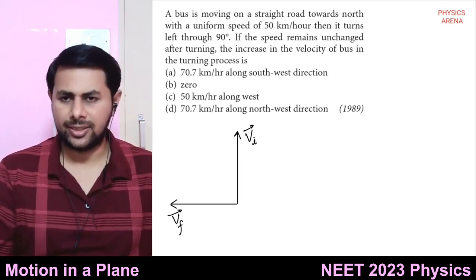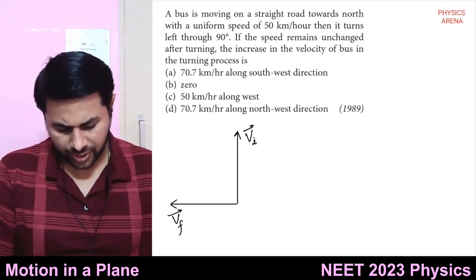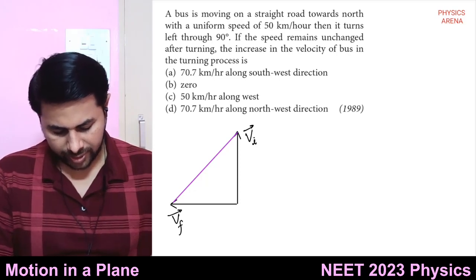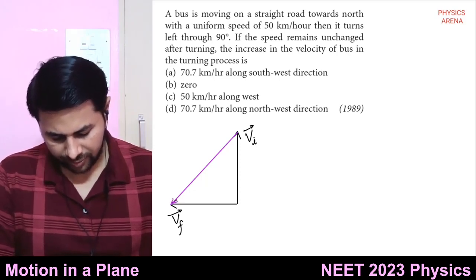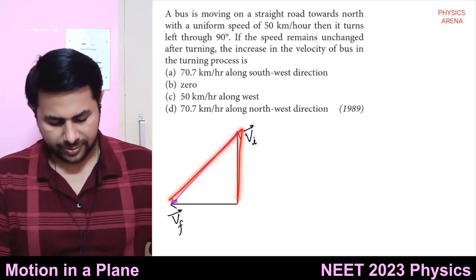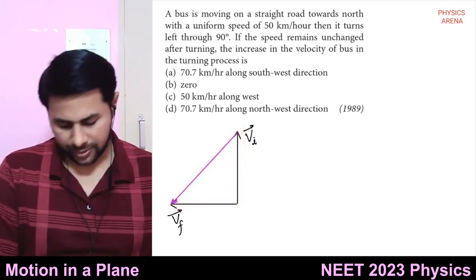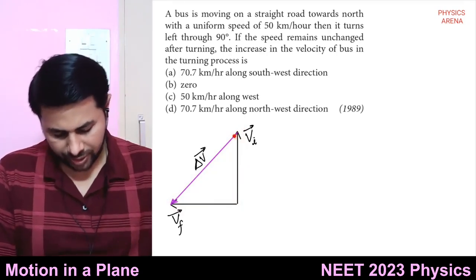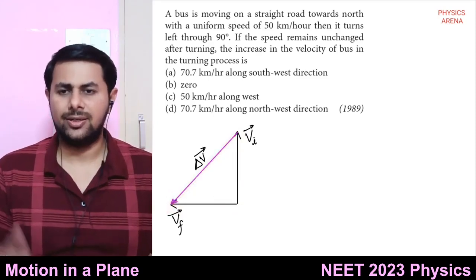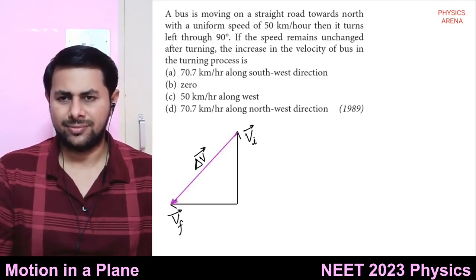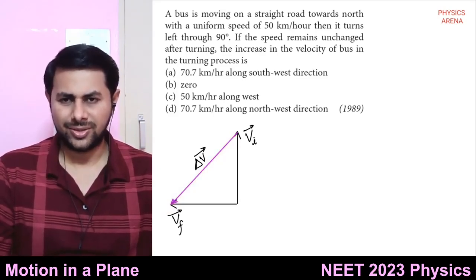So how to find the change in velocity? Just draw a vector like this, from the initial velocity to the final velocity. So this plus this will give you this. So this is your change in velocity, and this is the direction of the change in velocity. The direction of acceleration will be the same.